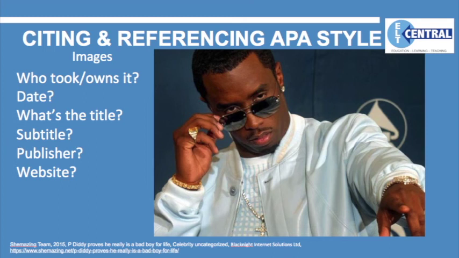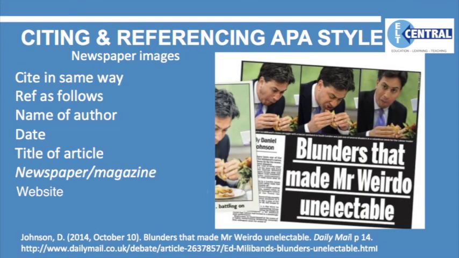So as we can see down here, we've got the She Amazing Team 2015, then we've got the title, and then we've got the publisher, then we've got the website. Now, this is a perfect demonstration of newspaper bias. I don't like this guy and I don't like his politics. However, what this paper have done here is look at that title, Blunders That Made Mr. Weirdo Unelectable. What's the guy doing? He's eating a sandwich. That's all he's doing.